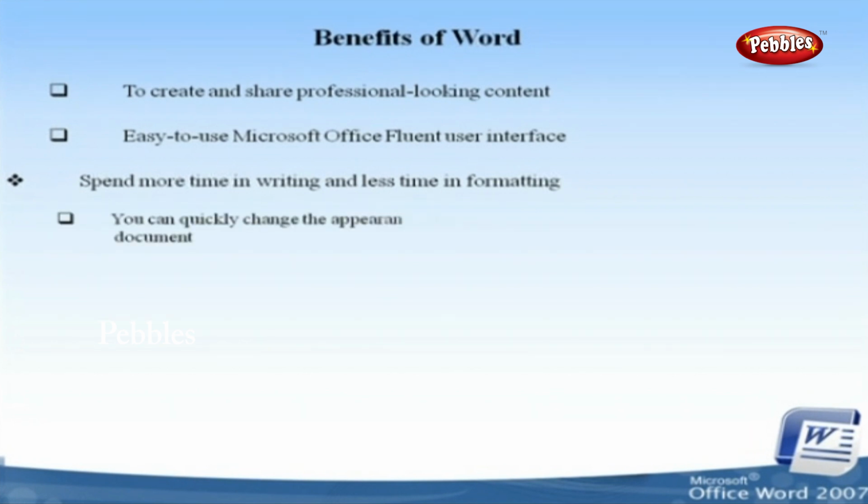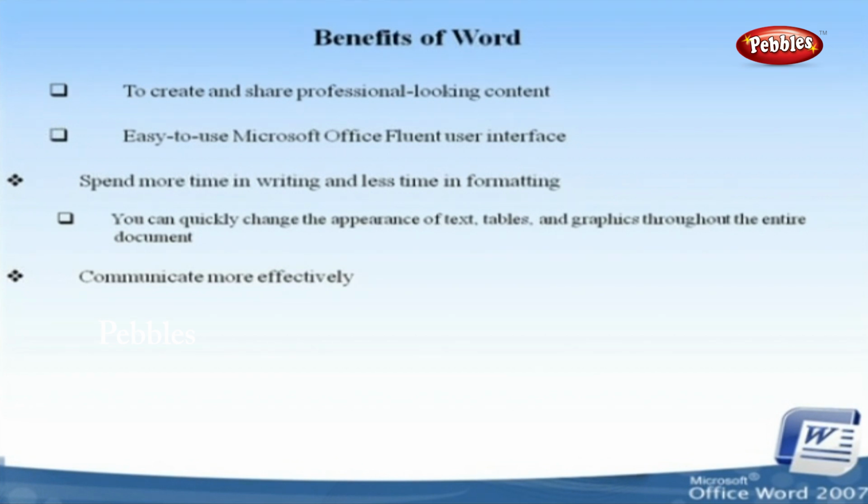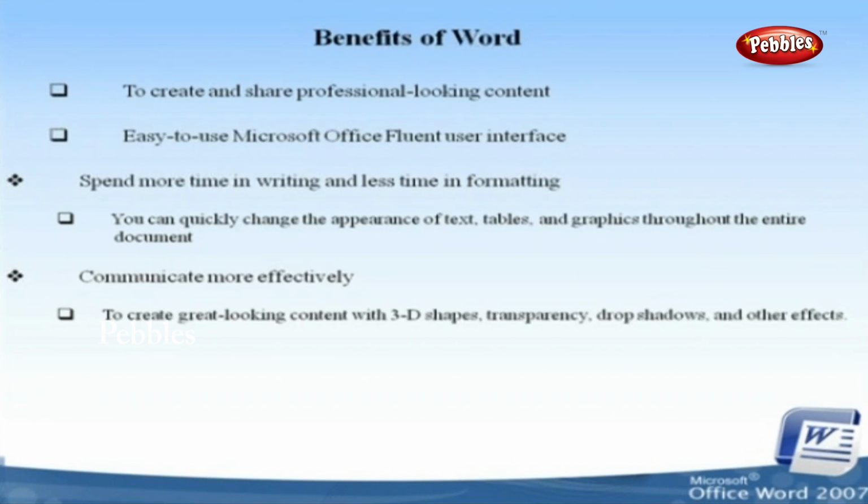You can quickly change the appearance of text, tables and graphics throughout the entire document to match your preferred style or color scheme. Communicate more effectively with SmartArt diagrams and new charting tools. This option helps you to create great-looking content with 3D shapes, transparency, drop shadows and other effects. Quickly assemble documents using building blocks. Save as PDF or XPS directly from Office Word 2007.